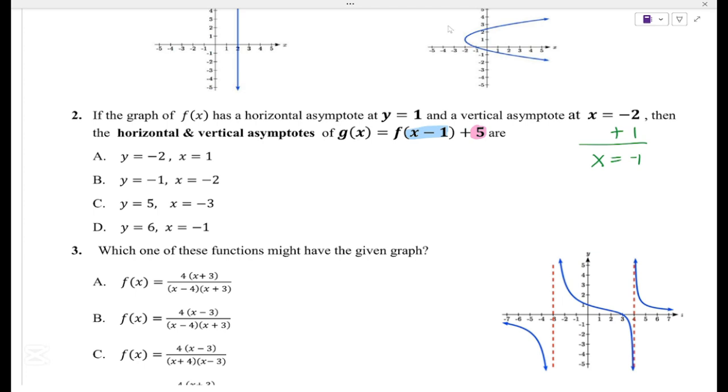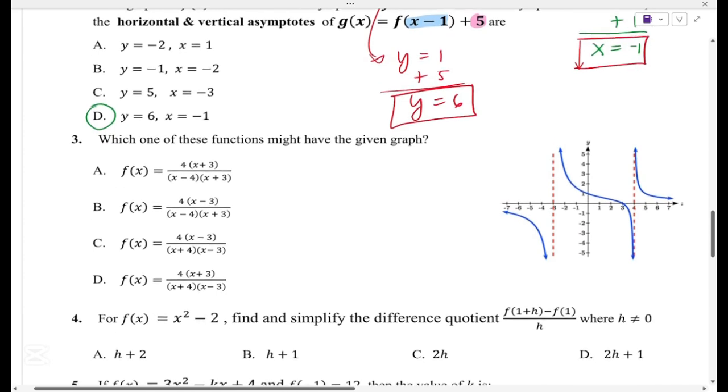So the change will be in the horizontal asymptote, with y equal to 1. So here, what we will do is this y which is equal to 1, we will add 5, to have a new horizontal asymptote, which is y equal to 6. So this is the new horizontal asymptote, and this is the new vertical asymptote. And the answer is letter D.